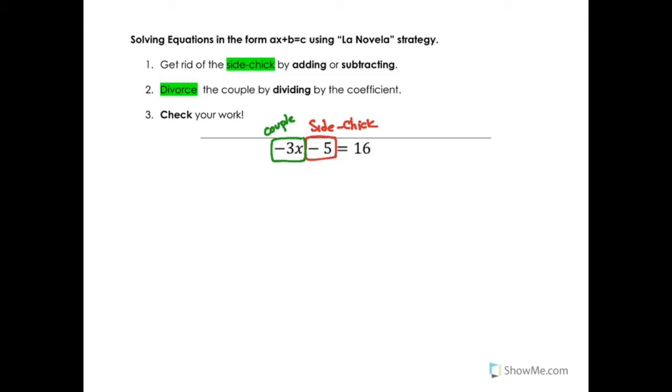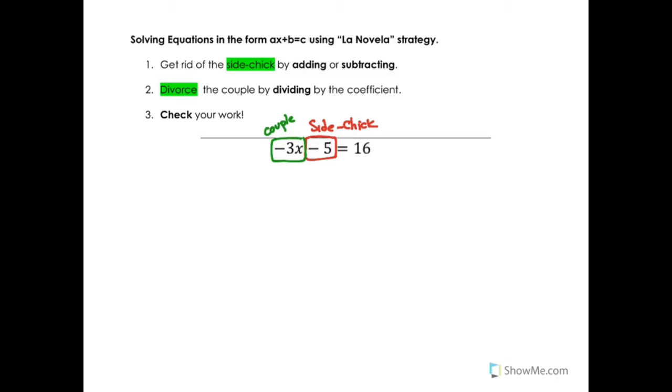Okay, so the first thing, again, we forget about what's on the other side of the equation. The 16 we ignore for now. And we also don't touch the couple yet. The couple is what we touch at the very last end. So first we're going to get rid of the side chick to see if we can kind of ease this relationship out, help these people out, trying to get better in their relationship. So we're going to get rid of this side chick -5.